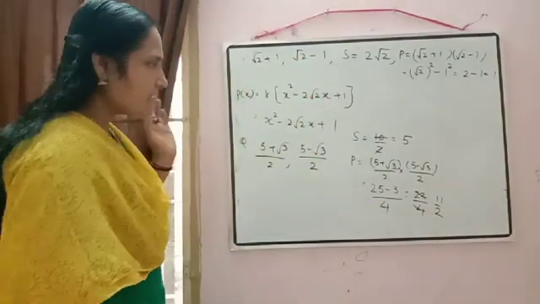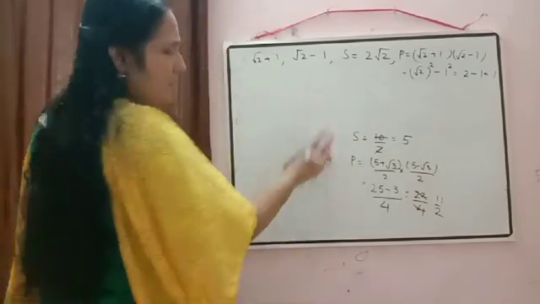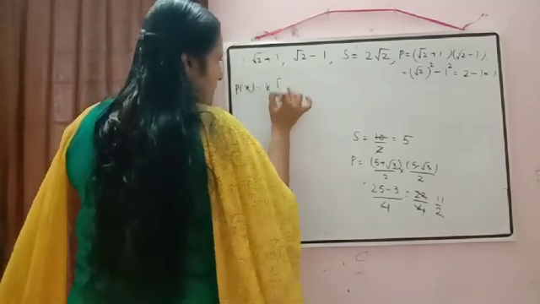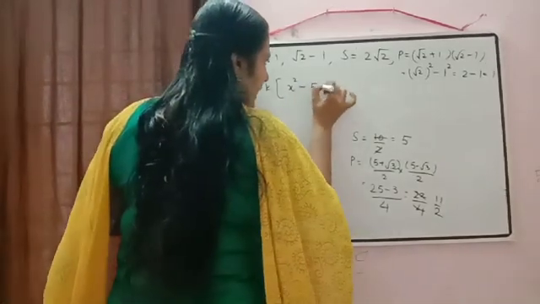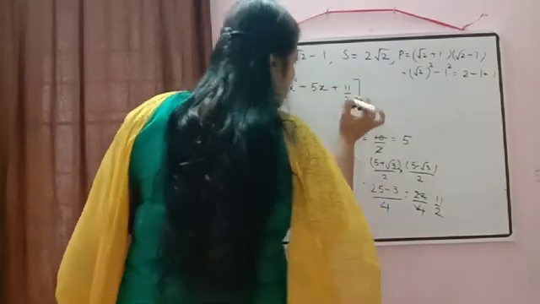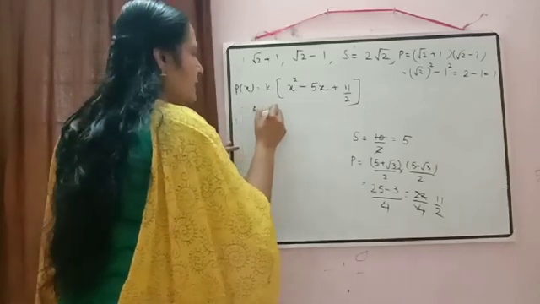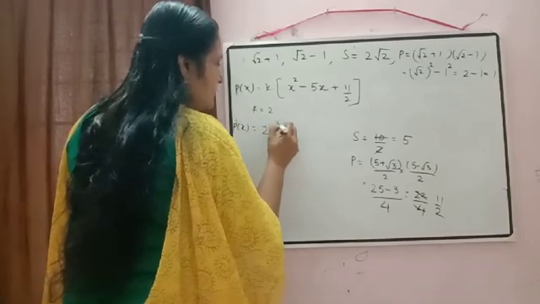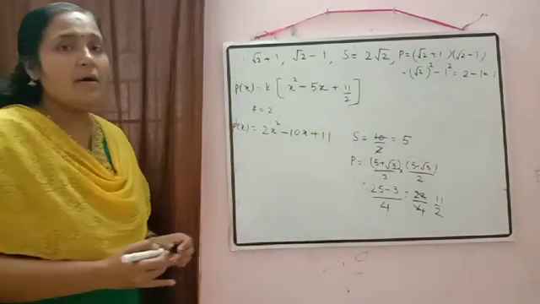So we are getting sum is equal to 5 and product is equal to 11 by 2. Now write down the required polynomial p of x is equal to k into x square minus sum of the zeros, that is 5, into x plus product of the zeros, 11 by 2. Now what can we take k? Yes, k is equal to 2, taking k equal to 2 to avoid the fraction. Then we will get 2x square minus 10x plus 11, the required polynomial.